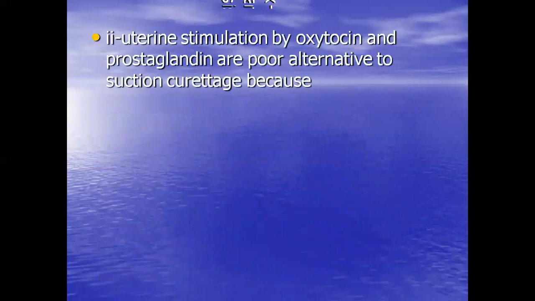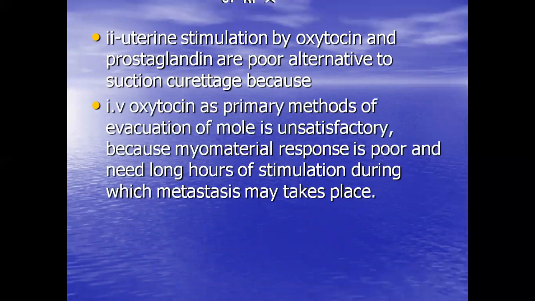Uterine stimulation by oxytocin and prostaglandin are poor alternatives to suction curettage. Why? IV oxytocin as a primary method of evacuation of mole is unsatisfactory because the myometrial response is poor and it needs long hours of stimulation, during which period metastasis may take place. Meaning the uterus will not respond to Pitocin in molar pregnancy. The second reason is that it takes a long time for the patient to abort, so there is a chance of metastasis of the molar tissue, and the patient ends up with disaster complications.